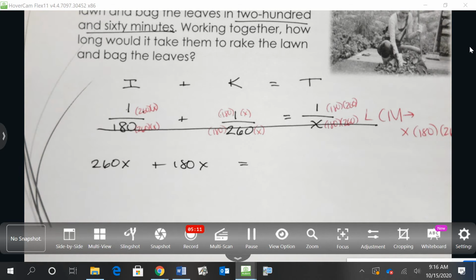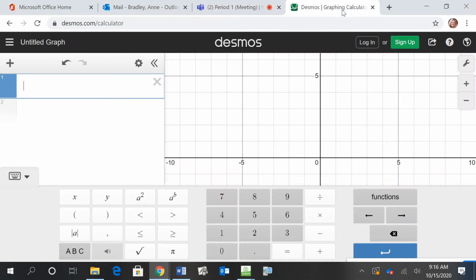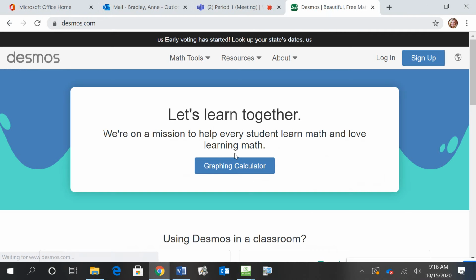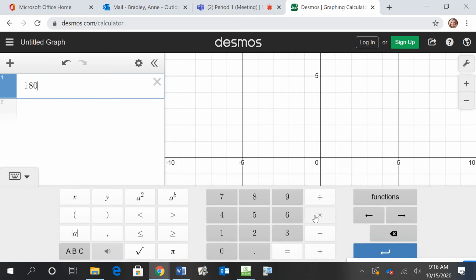So would it be wonderful if you had a graphing calculator in your hand? Sure, but we don't have that luxury with virtual learning. So I'm going to flip over to the screen, and you can all see this, and I'm going to go to Desmos. Again, if you're wondering where did I get this, it's desmos.com. You're going to click on the graphing calculator. Not only is it a graphing calculator in terms of graphing functions, we also can use it just the basic concept. So I'm taking 180 and I'm multiplying it right now, 180 times 260.